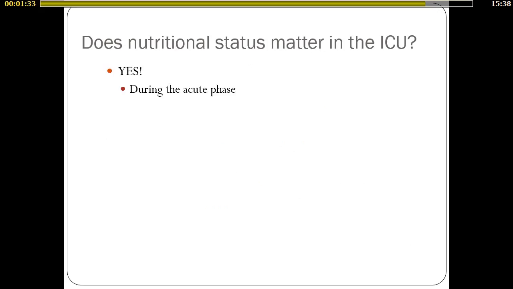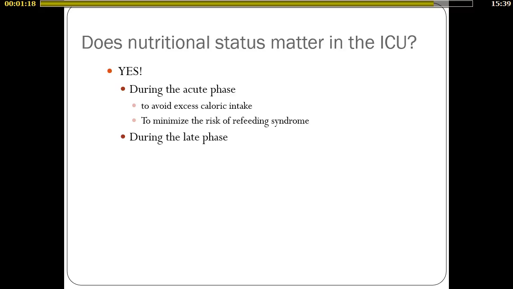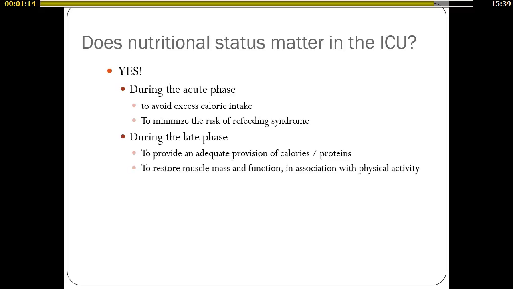So does nutritional status matter in the ICU? Yes, during the acute phase to avoid excess caloric intakes and the deleterious effects, at least at the level of the muscle as shown in the e-panic trial, to minimize the risks of refeeding syndrome, and during the late phase to promote the restoration of muscle mass and strength in association, of course, with physical activity.